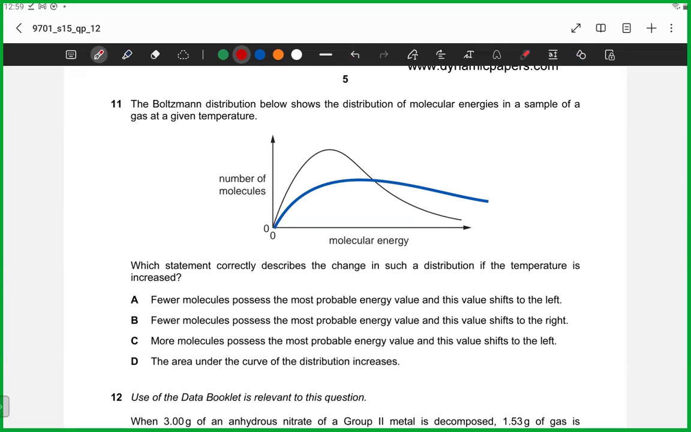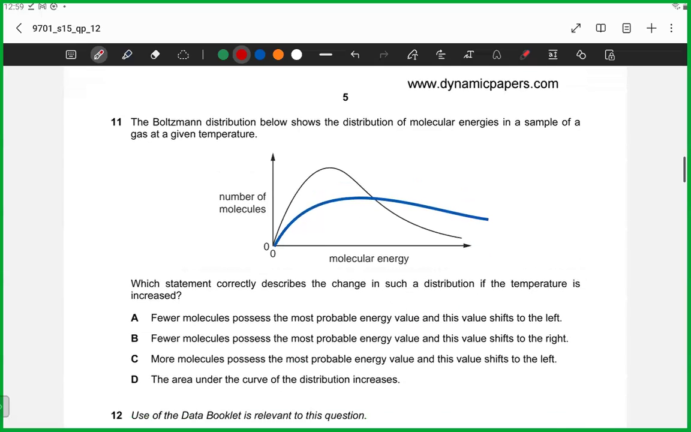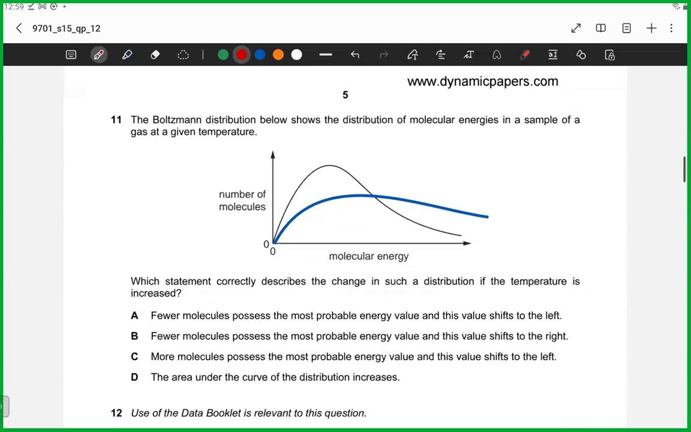So now the thing is, which statement correctly describes the change in such a distribution if the temperature is increased? So fewer molecules possess the most probable energy value, and this value shifts to the right. It's B. This is the most probable energy, right? Because you got the most particles. Previously, this was the most probable energy. So you do have fewer molecules possessing the most probable energy value, and this value shifts to the right. So that's correct.